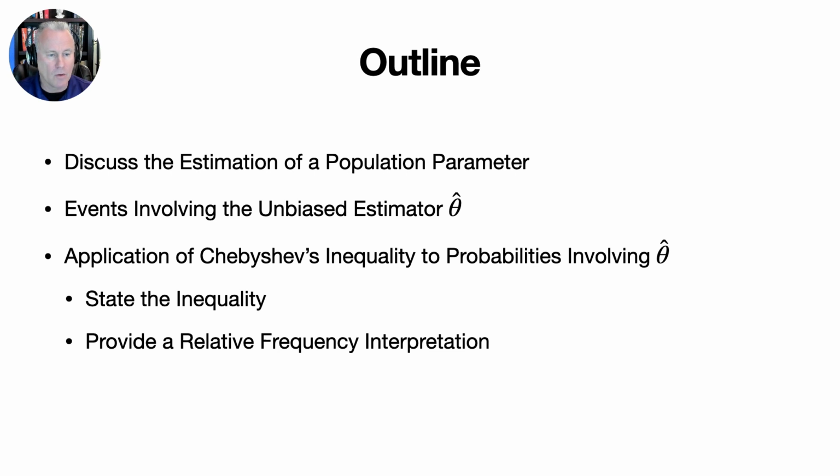So here's an outline of what we'll be looking at in this video. We'll first discuss the process of estimation of a population parameter. We'll then describe events involving the unbiased estimator theta hat. We'll then look at an application of Chebyshev's inequality to probabilities involving that estimator theta hat. We'll state the inequality, and then we'll provide a relative frequency interpretation.